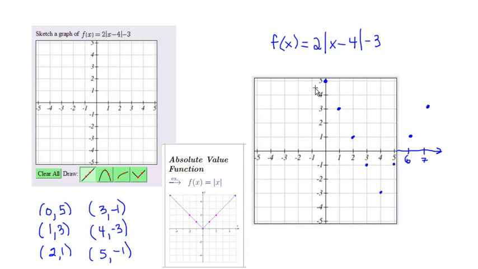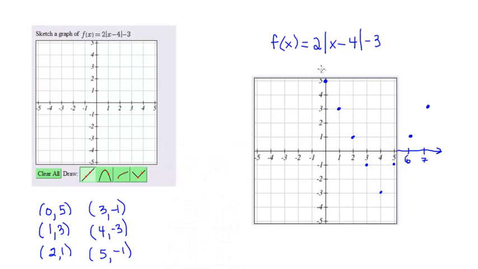So we're going to take these points and connect them with straight lines, and that will give us the infinite set of points that satisfies this graph. We connect those dots using a straight line on the left side, and then we also have a line on this side. The set of points that satisfies this function creates a V.